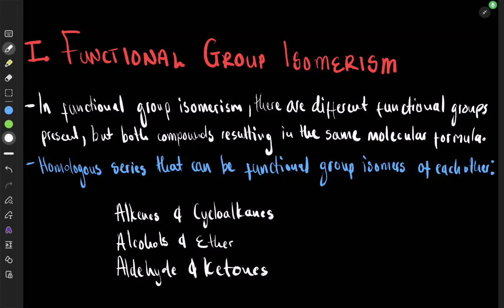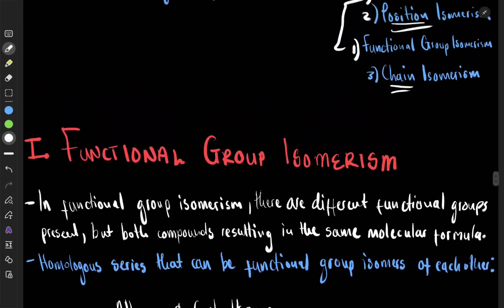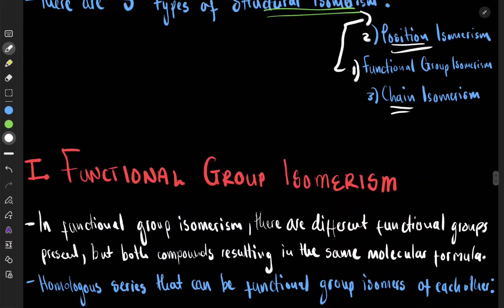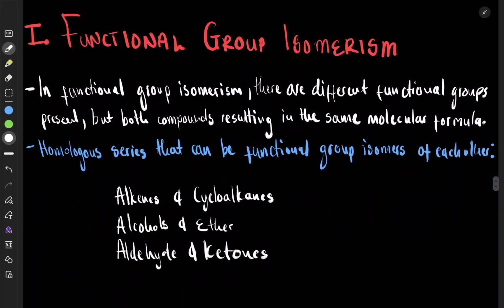All right, now let's go through them. We've talked about these three. Let's go through the three types of structural isomers, okay? The structural isomerism. Number one is functional group isomerism.